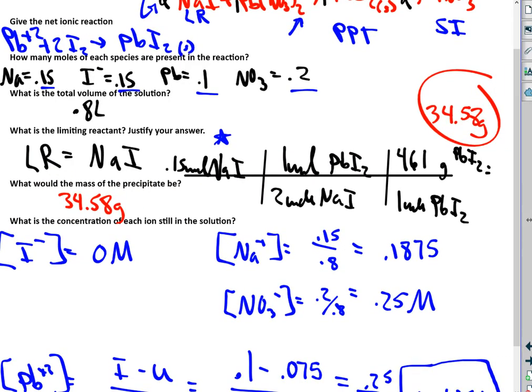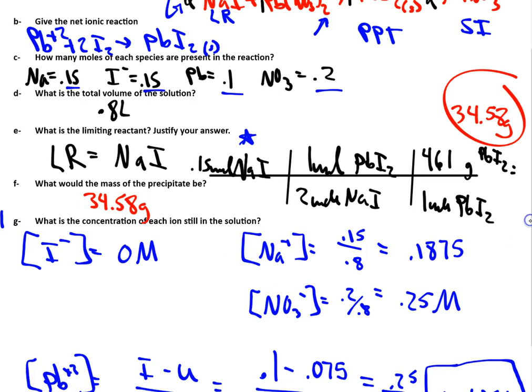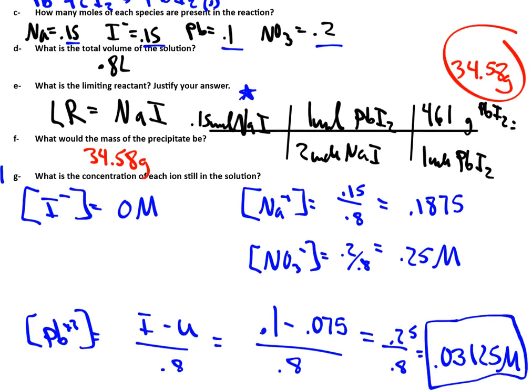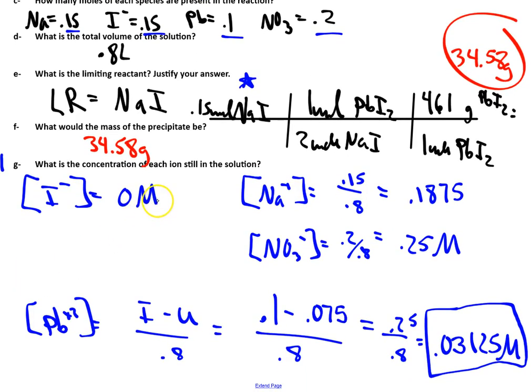Since iodine, oh boy, that really messed me up. Since iodine is in both the limiting reactant and the precipitate, it is 0 molar. Both of these are my spectator ions. So I have Na's initial was 0.15. The new total volume is 0.8. You get that. I got to hurry. That's how you get that.